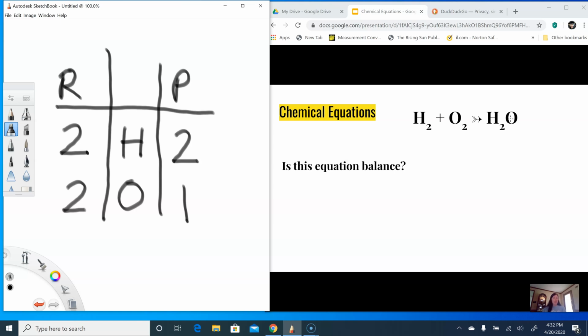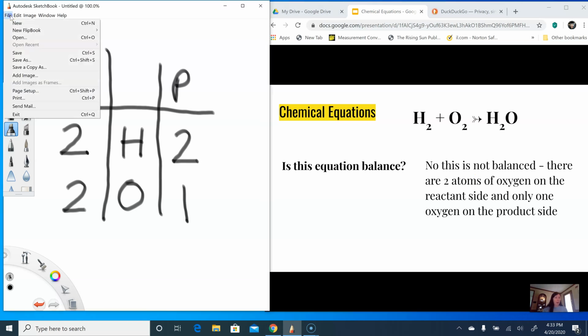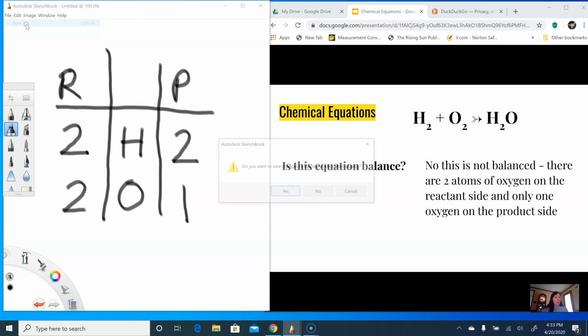So we see in our little chart that we have 2 hydrogen on the left, 2 on the right. Our oxygen, though, we only have 2 on the left, but only 1 on the right. So is our equation balanced? In this case, our equation is not, because there are 2 atoms of oxygen on the reactant side and only 1 on the product side. And if you look at this like a seesaw, it's not going to be balanced.